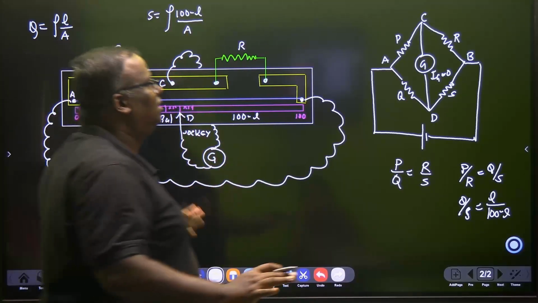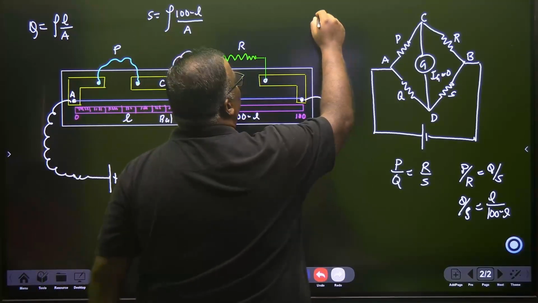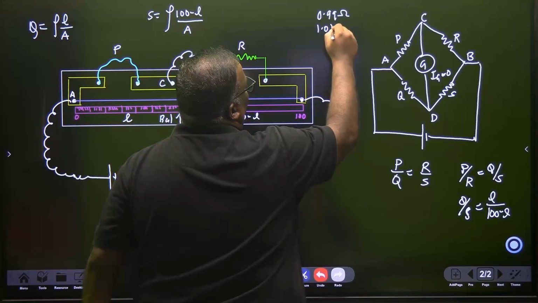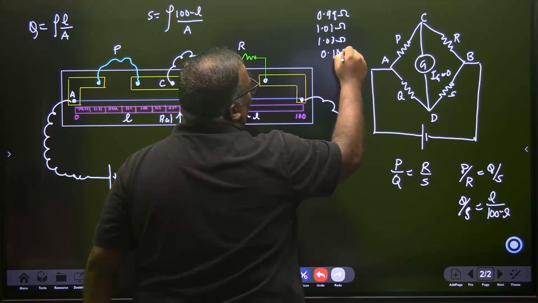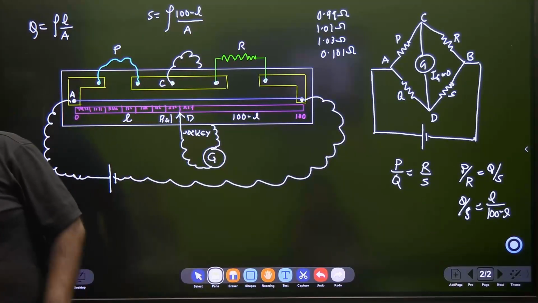Say they will actually put a sticker on P. They will not tell you what is P. Say P was 1 ohm. In one set of experiment, you will get 0.99 ohm, 1.01 ohm, 1.03 ohm, 0.101 ohm. Like this you will get. Take the average and give your answers before you're done with your lab.